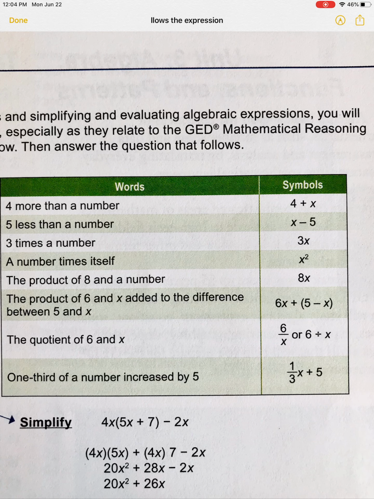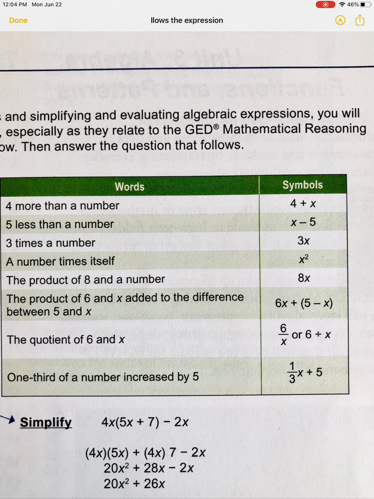If I say the product of 6 and x, we stop there. You always want to read these left to right. Don't look at the whole thing as one big problem. You want to break it up into its individual parts. So look at the product of 6 and x, stop. That's 6 times x gives us 6x. And then that product added to the difference, so stop. We're going to add, so we put plus.